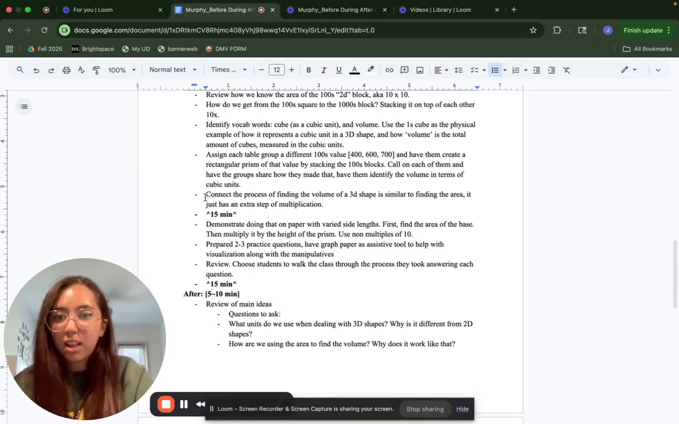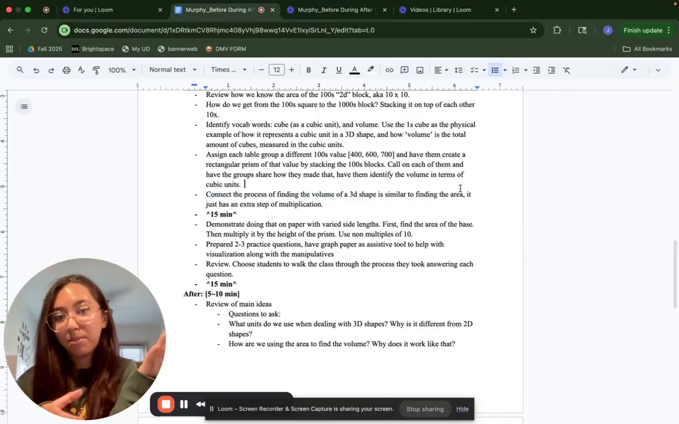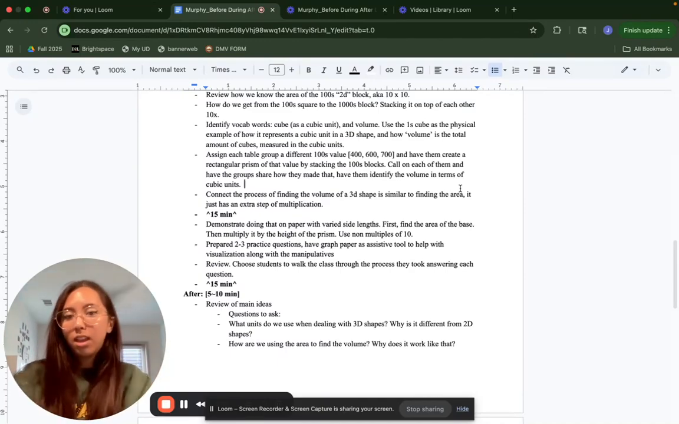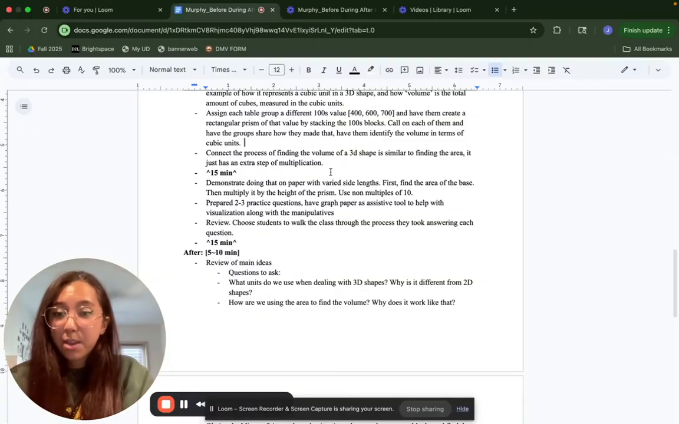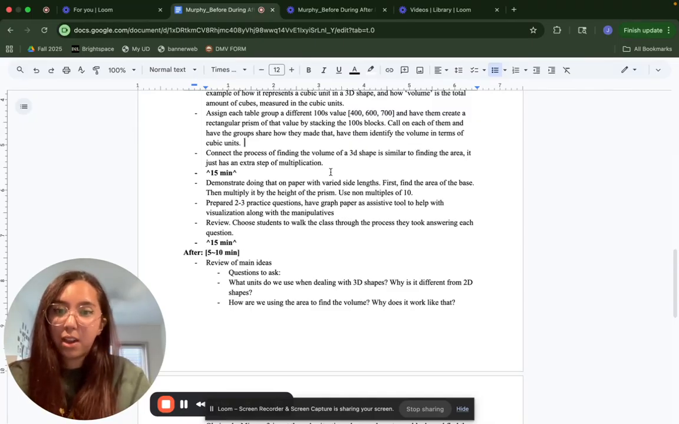So through that demonstration, I'll connect the process of finding the volume of a 3D shape and how it's similar to finding the area, because they know 10 times 10 is 100 to create that square, and it just has an extra step of multiplication, which is times 4 to make 400. So that should take about 15 minutes, considering the students are already familiar with area and how that works.